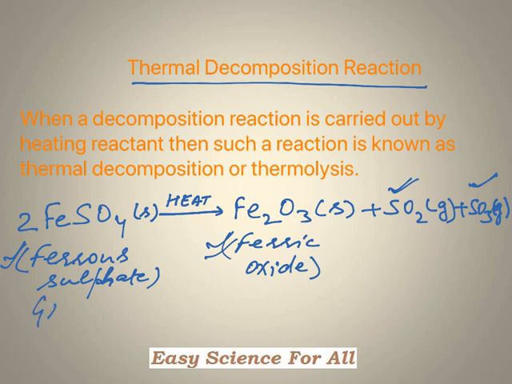The green color of this ferrous sulfate will become brownish due to formation of ferric oxide. That is, ferric oxide has a brownish color. Also, the characteristic odor of burning sulfur is produced due to formation of sulfur dioxide and sulfur trioxide.